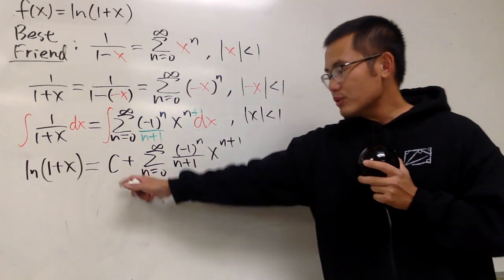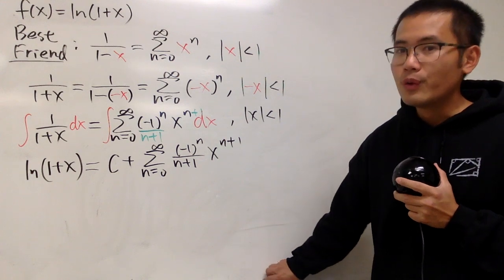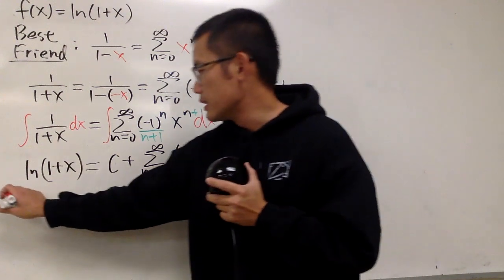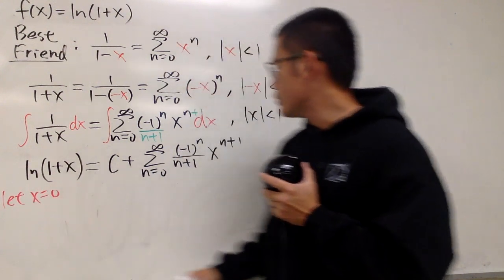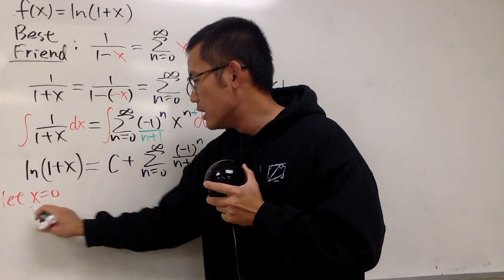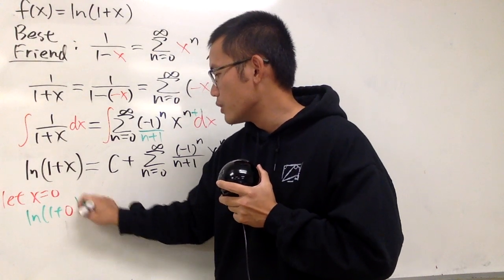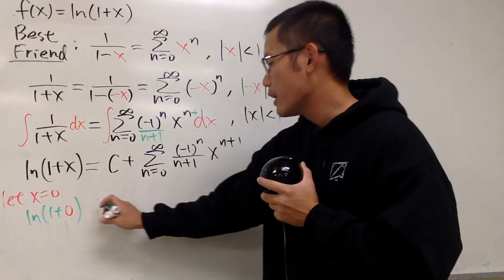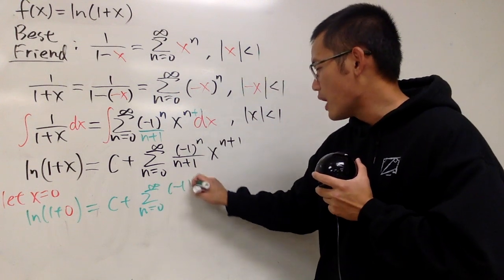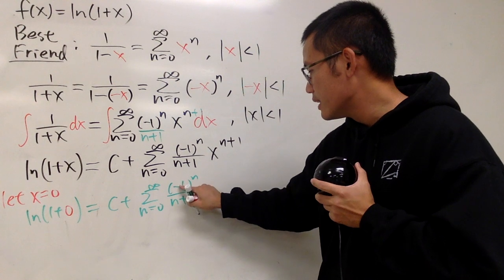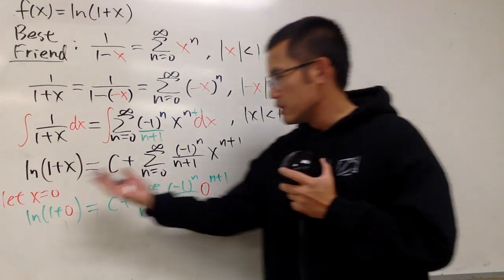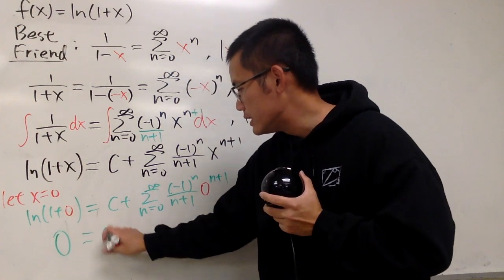Then you also have to figure out the c, and to do that, we just have to plug in an x value to help us out. A good x value is 0. Why? Because 0 is first of all on this interval, and when you put 0 right here, we get ln of 1 plus 0, which is just ln 1, which is just going to be 0. And this is c plus the series as n goes from 0 to infinity, negative 1 to the n over n plus 1. And you put 0 in here, so we have 0 to the n plus 1 power. The left-hand side is 0. That's equal to c plus.